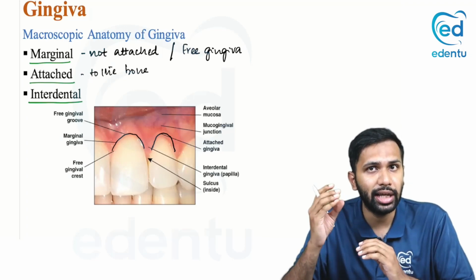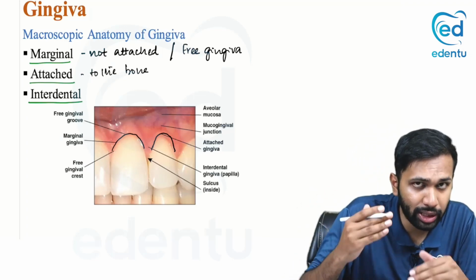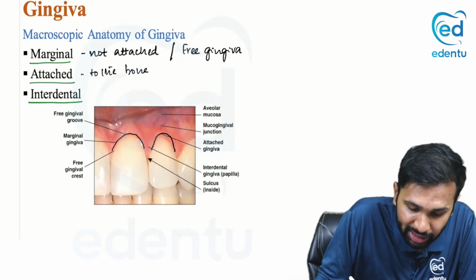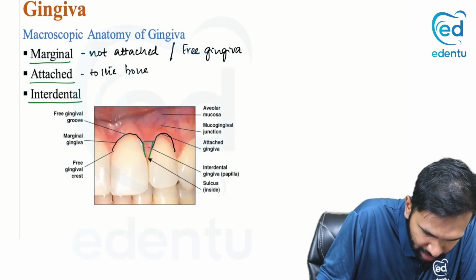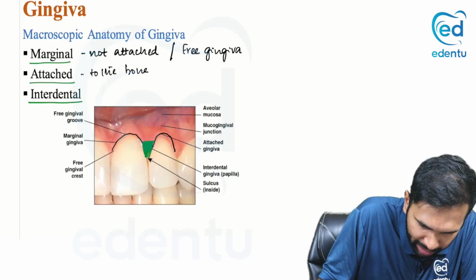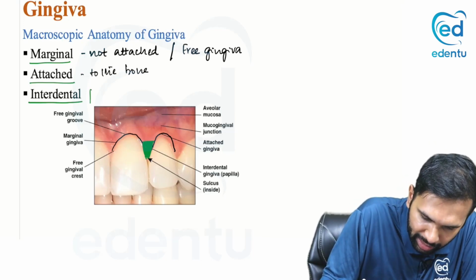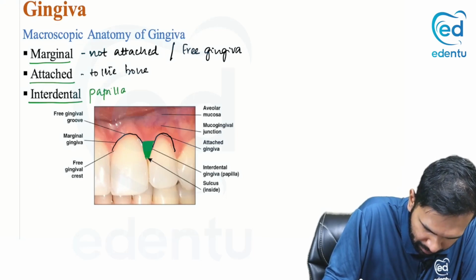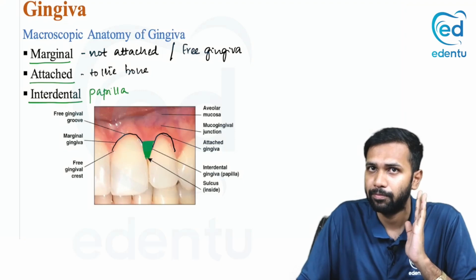And the third region is your interdental region. Interdental, as the name suggests, is between the teeth. If you look at this diagram, where can you see the interdental region? It is this triangle-shaped region which is present between the two teeth. This is called interdental gingiva, also referred to as interdental papilla.